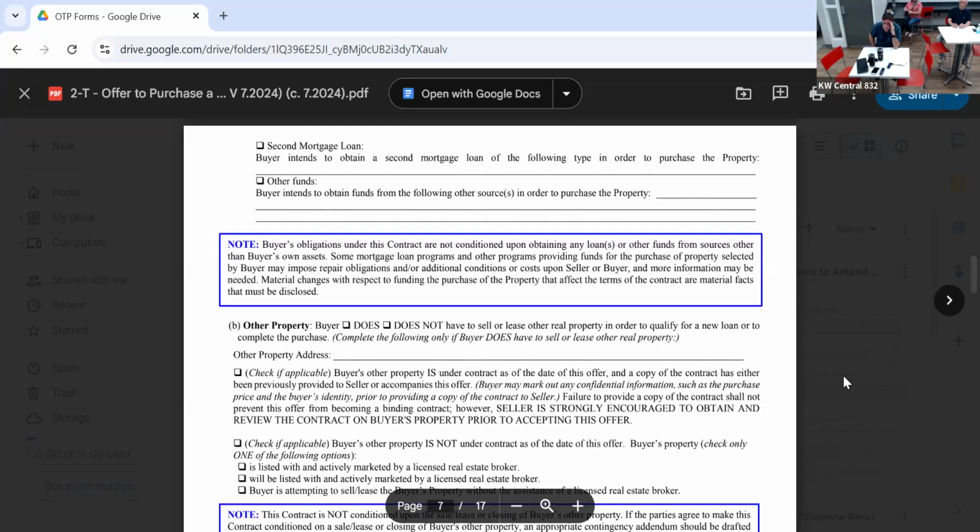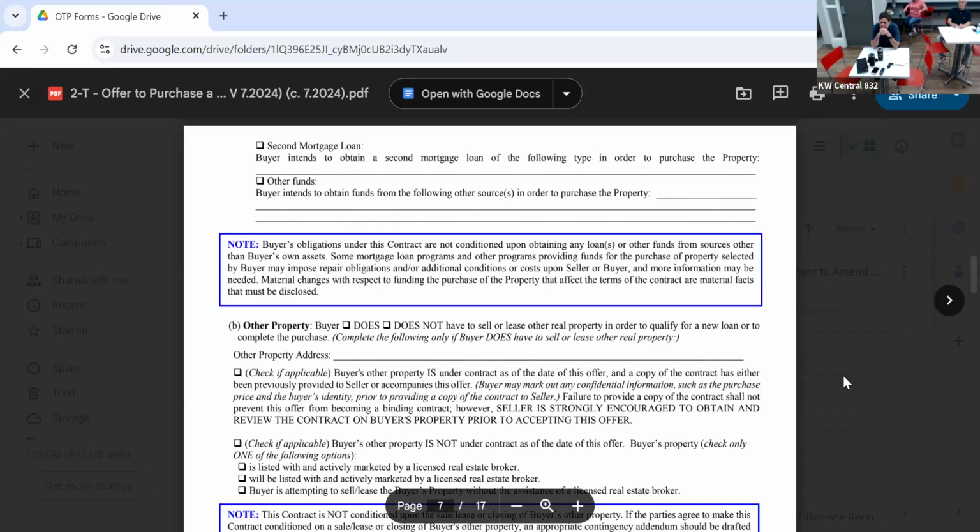So again, blue box, read this. The buyer's obligations are not conditioned upon obtaining any loan or funds from other sources. Again, not contingent. So when you're thinking about your due diligence period, make sure that either you or a fantastic transaction coordinator is ensuring that they are qualified for the loan within that due diligence period.